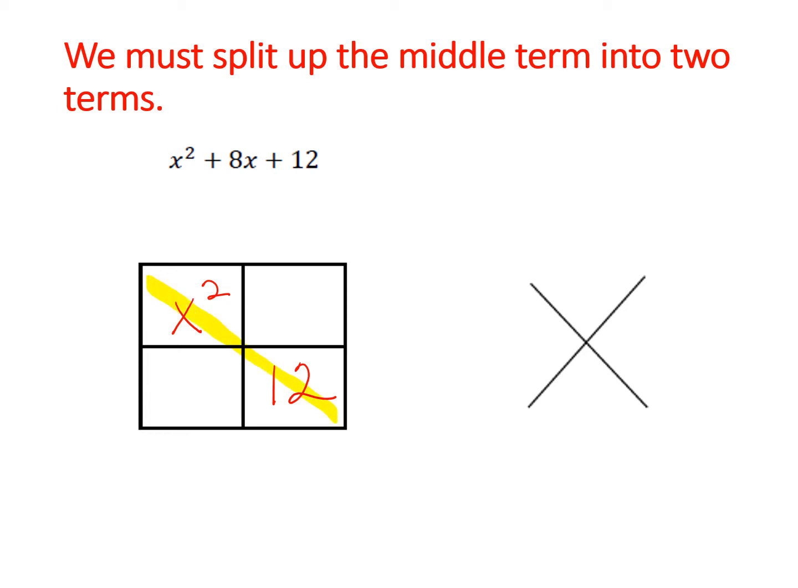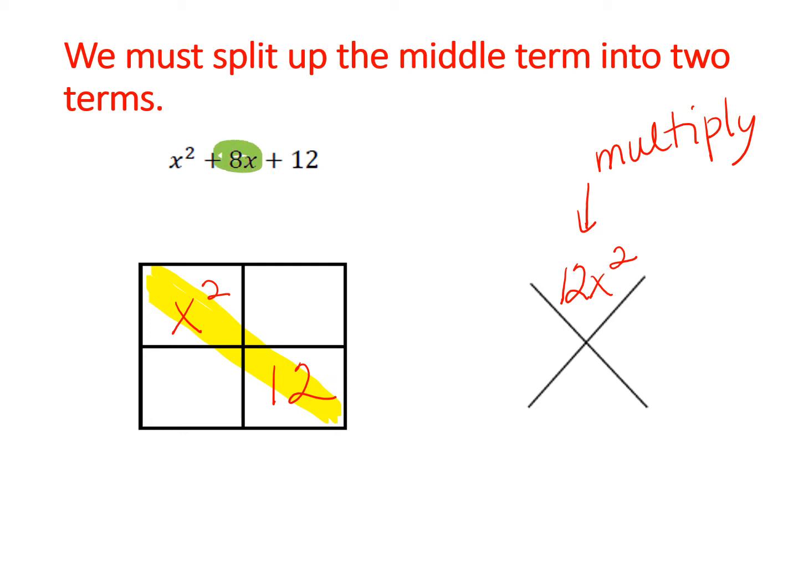But what we're going to focus on is this diagonal. If we multiply x squared times 12, that's 12x squared. So I'm going to put this in the top part of this little x here. So I'm looking to see what multiplies to give me 12x squared. And then for the second piece, I want to know what is going to add up to give me that positive 8x.